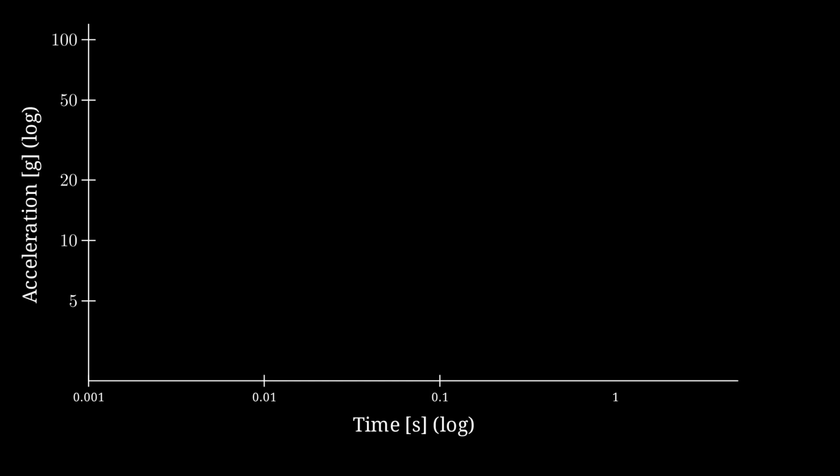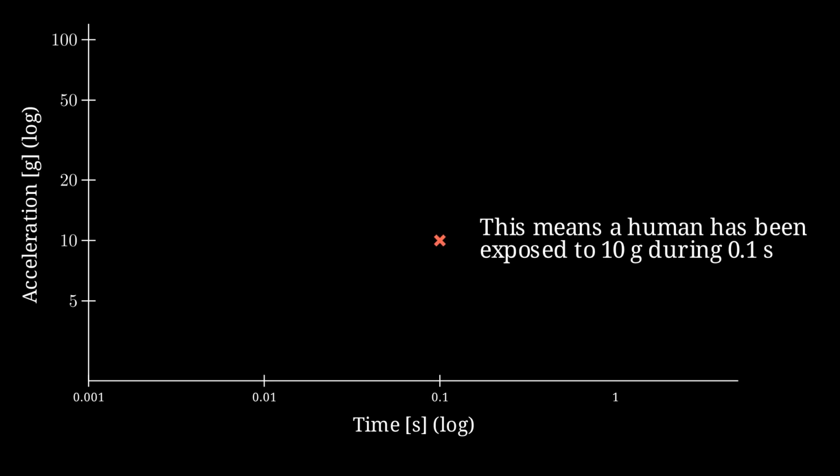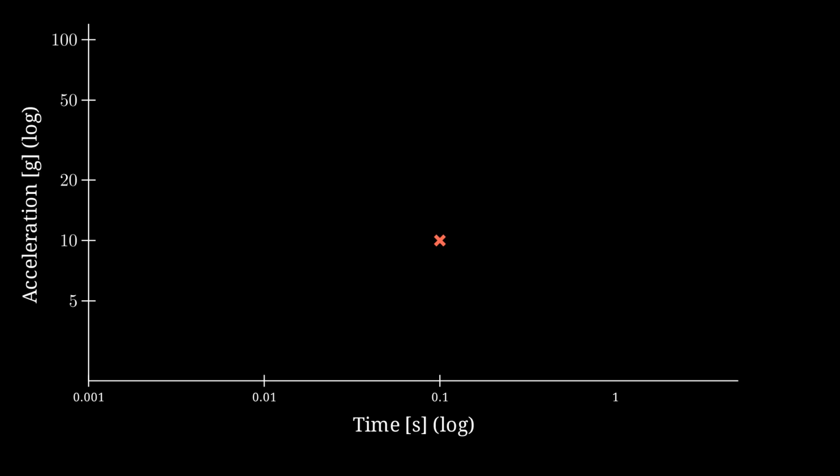First, we draw the axes as usual, except this time, because the values are spread across several orders of magnitude, we will use log scale. It doesn't change much. During this study, humans and animals were exposed to different accelerations for different durations. For example, this point on the graph represents a human exposed to 10 g during 0.1 second.